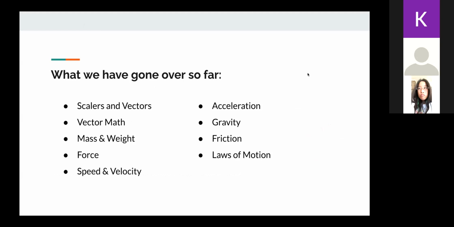So here are some of the topics that we've already reviewed in our first unit, which I would consider titled motion so far. So we've gone over scalars and vectors, vector mass and weight, force, speed and velocity, and more. So I'm thinking that maybe on our next physics lesson, we could go over some of these topics all really quickly in like a cram sort of lesson.